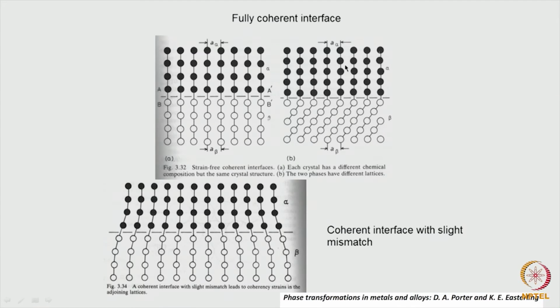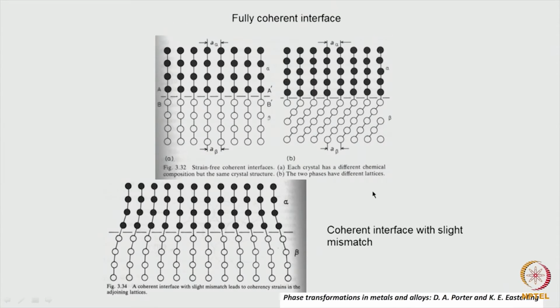This is another case which we are showing, where we assume this is the matrix. This matrix is inclined in another way, but across the interface, if you look at it, perfect matching is being maintained, correct?